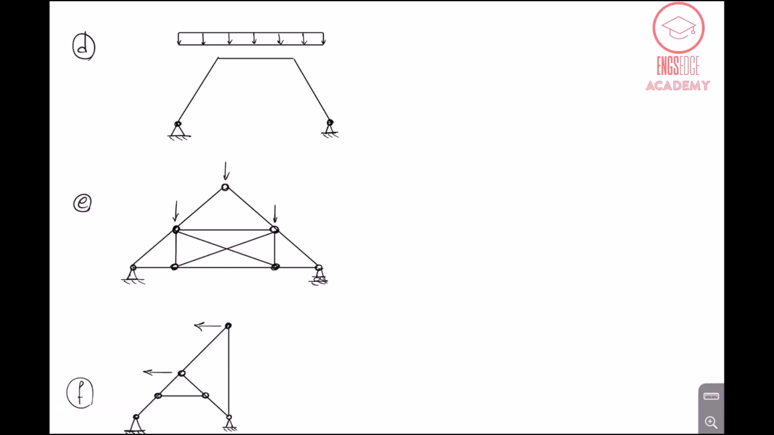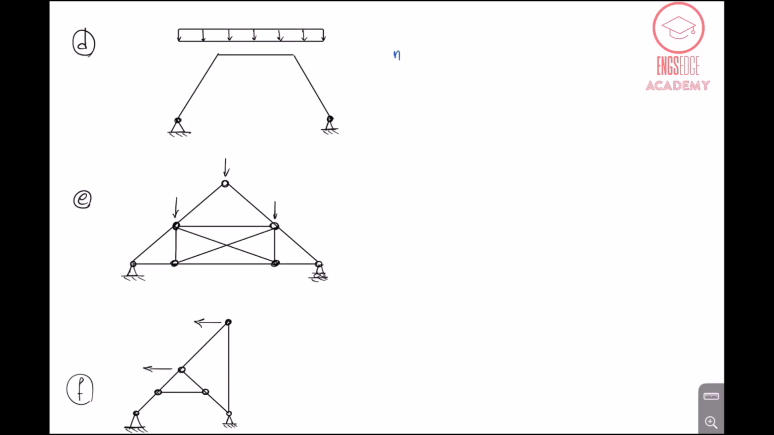The next structure is very simple and clear. N equals 3 times 0 plus 4, minus 3 plus 0, equals 1. So our structure is indeterminate with 1 degree. Why is it indeterminate? Because of this support. If it were a roller support instead, the structure would be determinate. We're analyzing a solid body in terms of stability. The body and its supports are clearly defined, so the structure is stable and indeterminate.